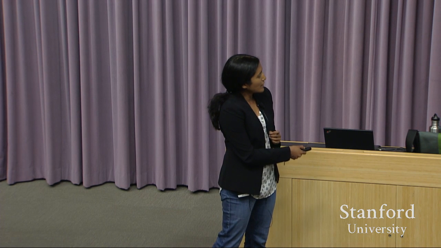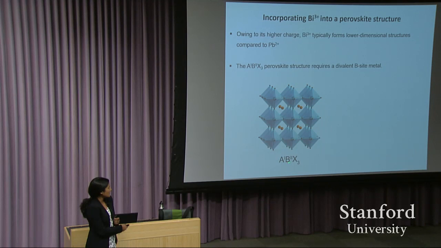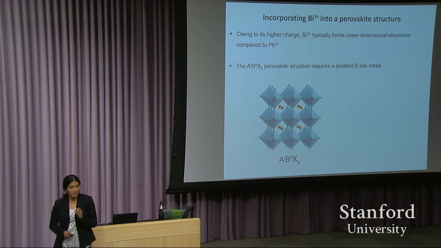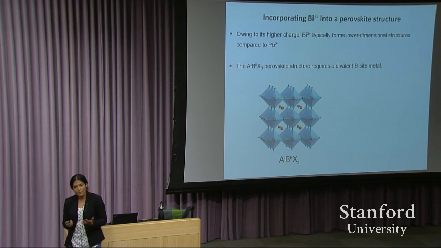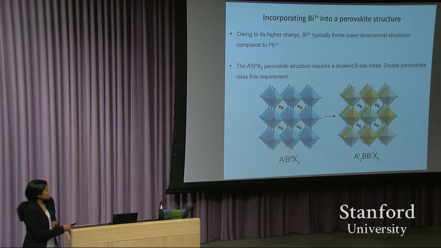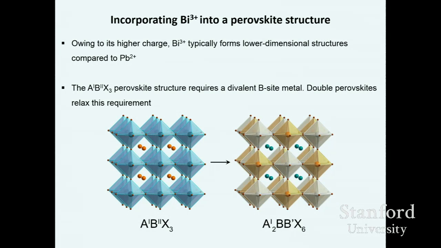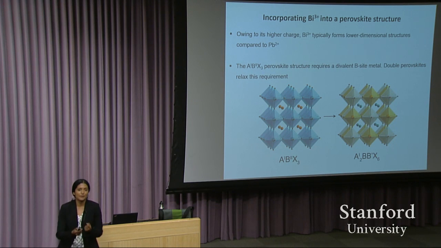So instead of working with ABX3, we can look at double perovskites that have the formula of A2B2X6. Now, it is still true that the 2 B sites have to give us a net charge of 4+, but that can be shared equally or unequally between the 2 B sites. And this gives us the double perovskite structure, where here I show you an ordered double perovskite where the B and B prime sites will alternate in all 3 dimensions. So now instead of 2+ and 2+, I could have 1+ and 3+. So if I found the correct 1+ cation, I could put bismuth 3+ into this lattice.